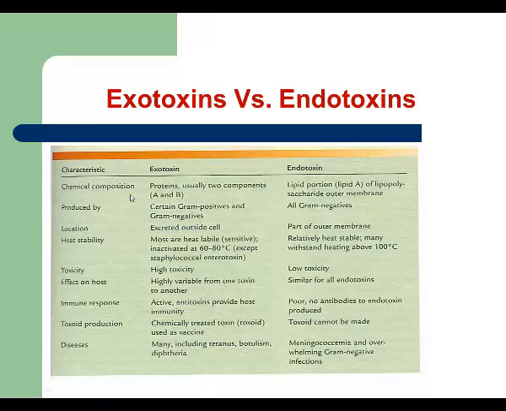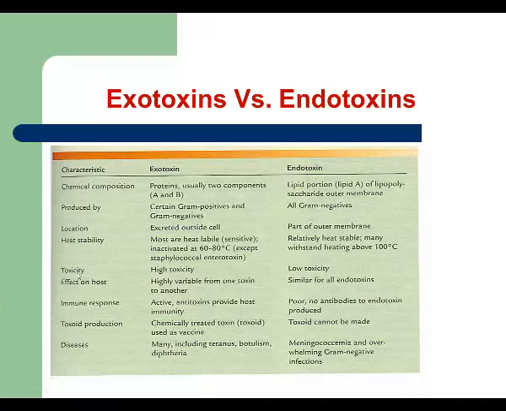Exotoxins can be produced by gram-positive bacteria and gram-negative bacteria. How about endotoxin? Since endotoxin is a part of the outer membrane of gram-negative bacteria, it means endotoxin will only be released when gram-negative bacteria get destroyed.